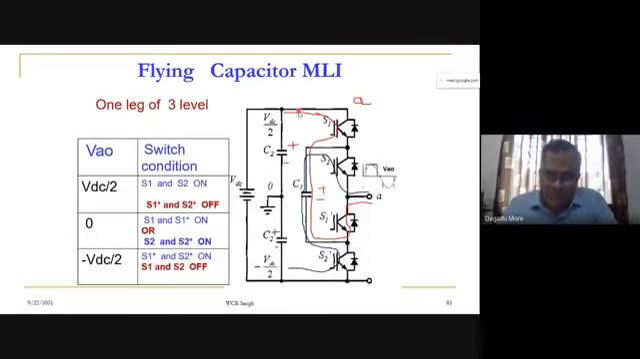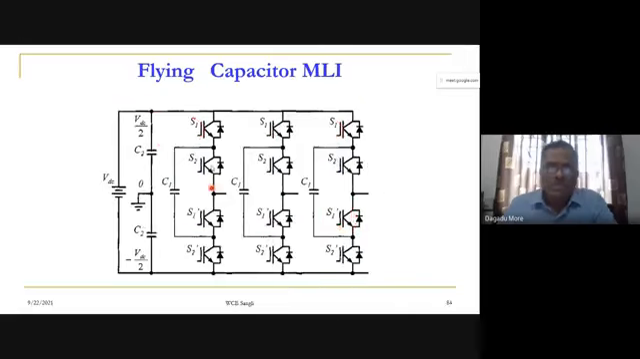So we have discussed one leg of the inverter. We can go for similar another three legs. So this is our three-phase, three level flying capacitor multi-level inverter. We require four switches in each leg, so totally we require 12 switches. We require three capacitors particularly for this configuration. So we can extend this configuration to the higher level.